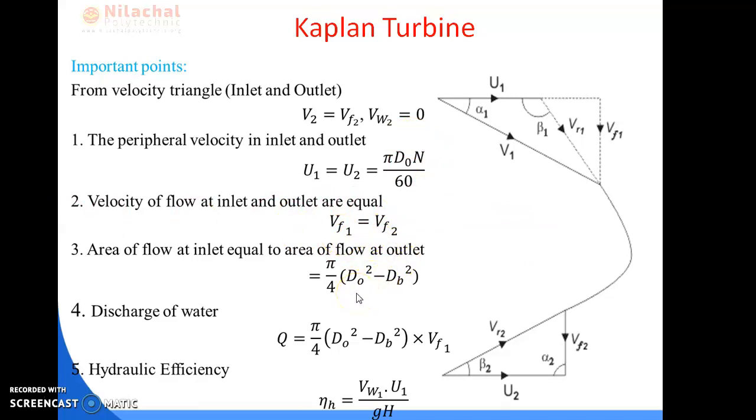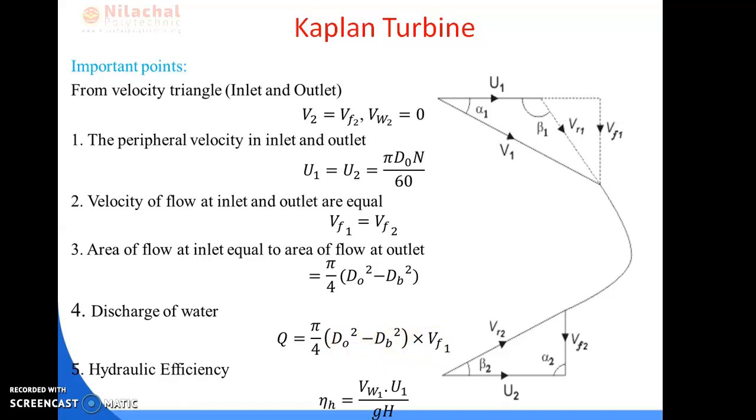Already we have discussed that the area of flow of water from inlet to outlet is equal to pi by 4 (outer diameter square minus boss diameter square). So the discharge of water can be found as Q is equal to pi by 4 (outer diameter square minus boss diameter square) into Vf1.